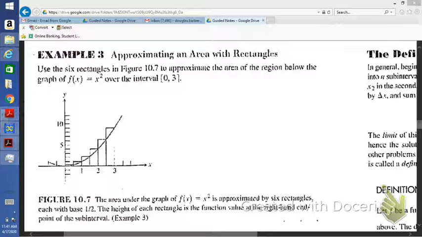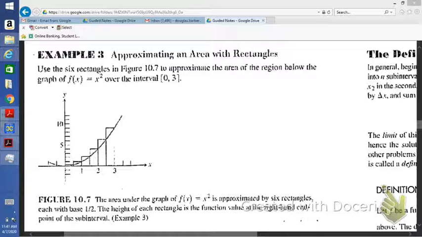We are going to use the right boundary of each rectangle to approximate the height. As a result, you can see that we're going to have excess area that we're going to be counting in. So this area is going to be an over approximation of the true area.